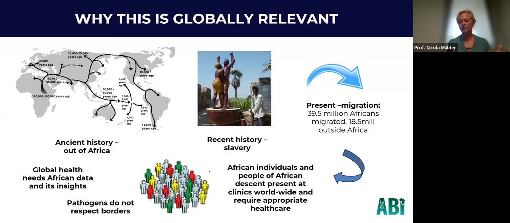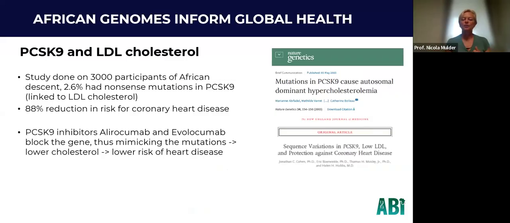And the other thing, of course, is that pathogens do not respect borders. Pathogens move all over the place because people move all over the place. And so everything that happens here is globally relevant. An example of where African genomes have informed global health.